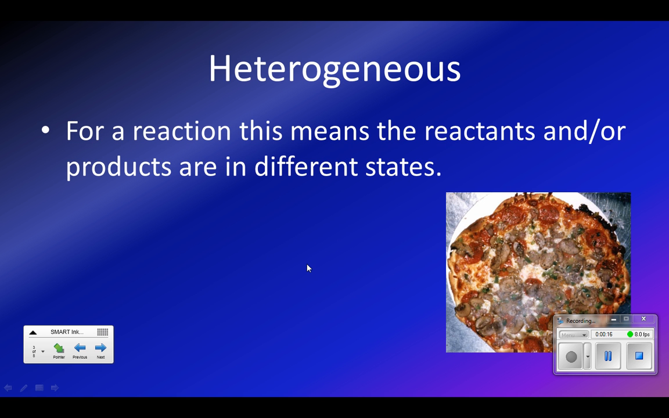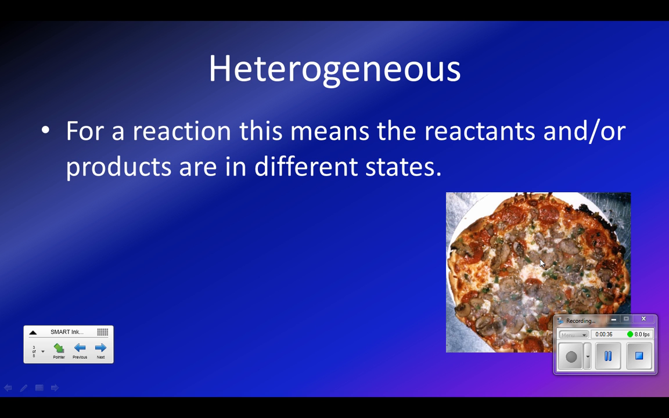All right, let's review the word heterogeneous. Heterogeneous means it's not the same throughout. So I've chosen a picture of a pizza here because you can definitely see that it's not the same throughout. It has pepperonis, it has sausage, it has mushrooms, it has sauce, it has crust. It's very much different.